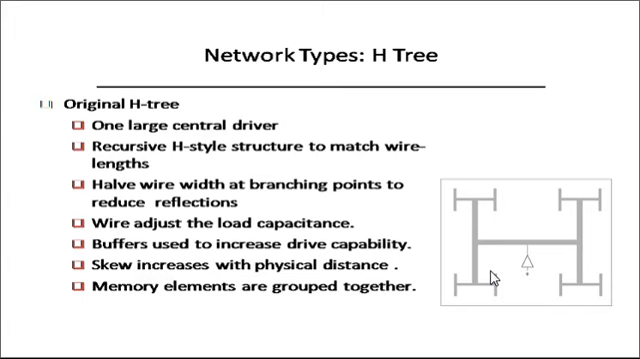The wire width will also get halved at the branching point, and this is to reduce the reflection. Whatever the width of this wire, if there is any H tree at this edge also, the width will go on reducing, the width will become half. The wire adjusts the load capacitance. Buffers are being used to increase the drive capability, and skew increases with physical distance.